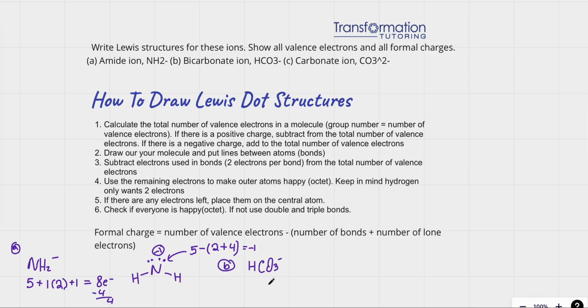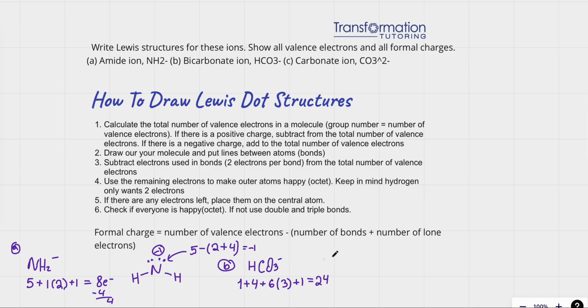HCO3 minus. Hydrogen is in group 1, so it has 1 valence electron. Again, we start by counting the total number of valence electrons. Carbon is in group 4, so it has 4 valence electrons. Oxygen is in group 6, so it has 6 valence electrons, and there are 3 of them. And finally, we have to take care of this charge. Again, the charge is -1, which means we have to add 1 electron. So here we have 6 times 3 is 18, plus 2 is 24. So we have 24 valence electrons.